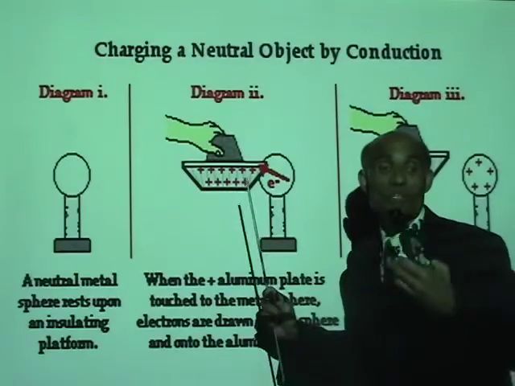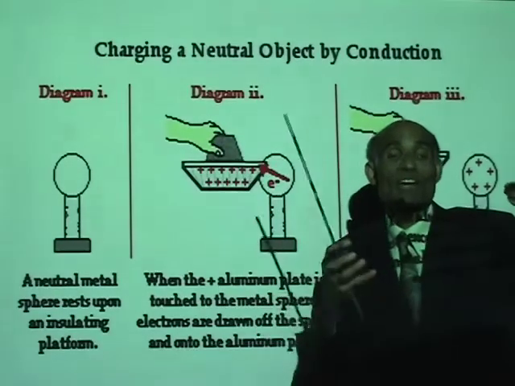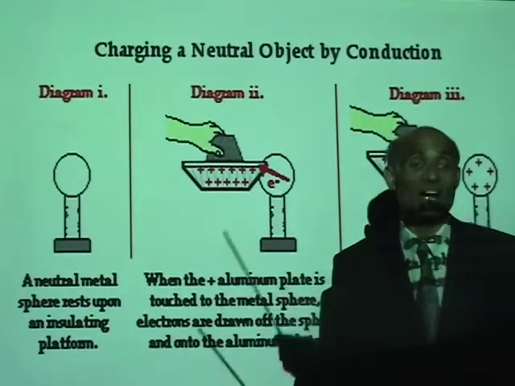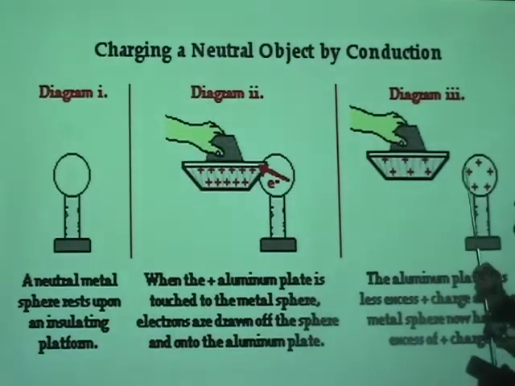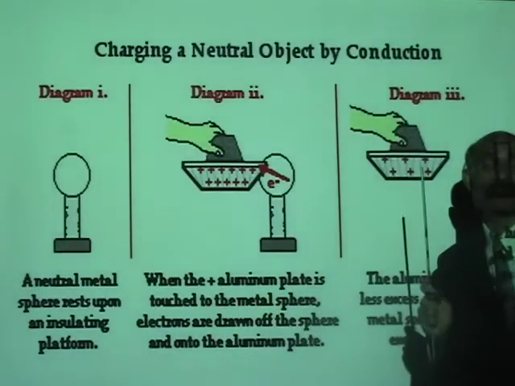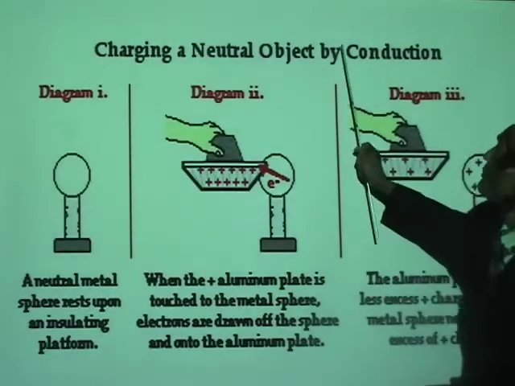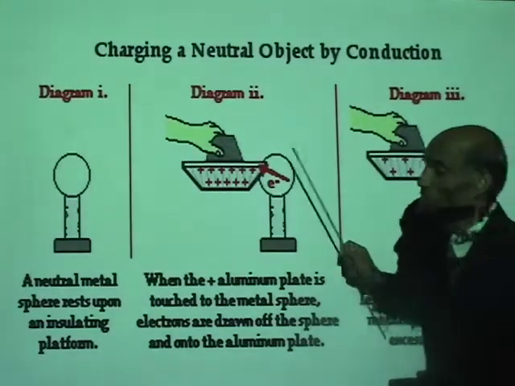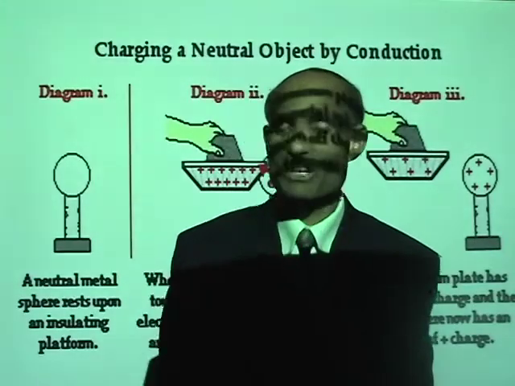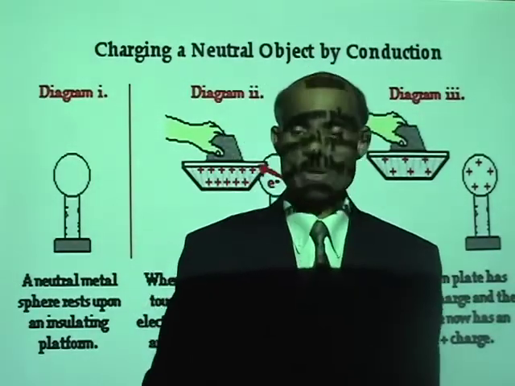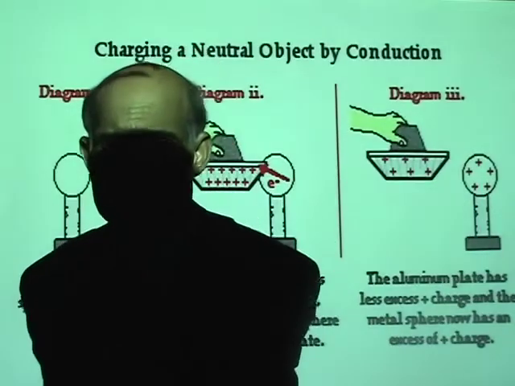You see, when you miss an electron, an excess positive charge exists. So the result is the neutral object gets positively charged. So this is the process of charging by conduction. So when you charge an object by conduction, what do you do? You bring a charged object.